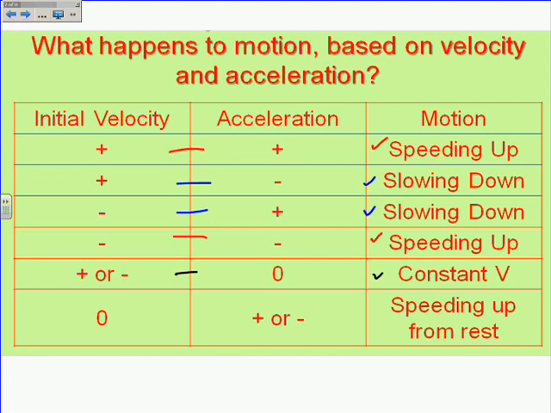Hopefully this clears up, or at least introduces you to those concepts of acceleration. We'll deal with them conceptually, what they mean to the motion of the object, how we calculate that, way more in class.